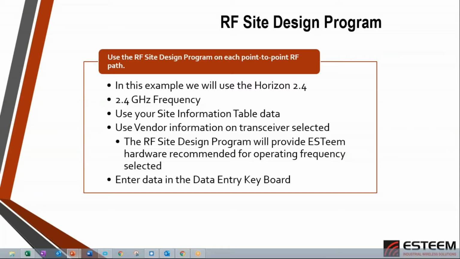We're going to use the vendor information on the receiver as far as what's available for the antenna gain, the cable loss, everything. The RF design program will provide all this information for ESTeem recommended hardware. This tool does not necessarily only need to be used, or it's not locked down to our type of hardware. It is just a simple path loss calculation.